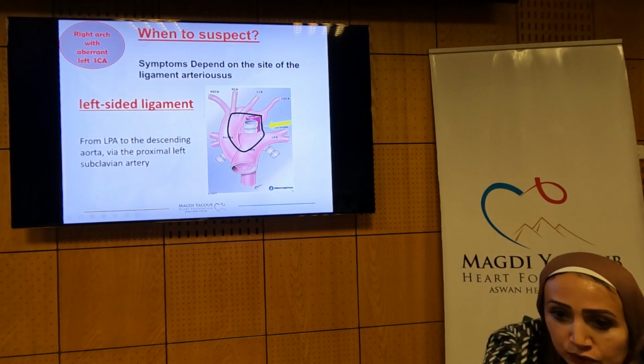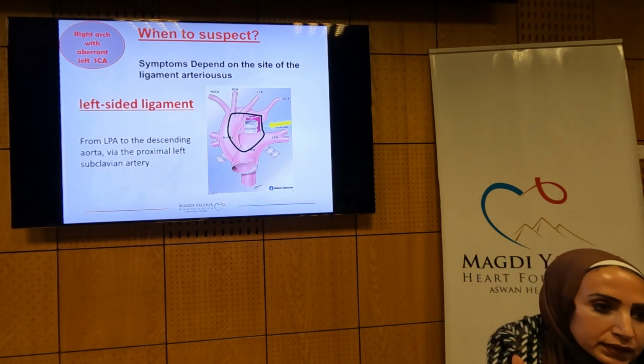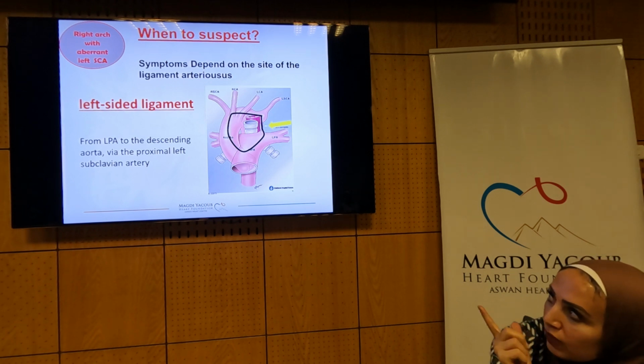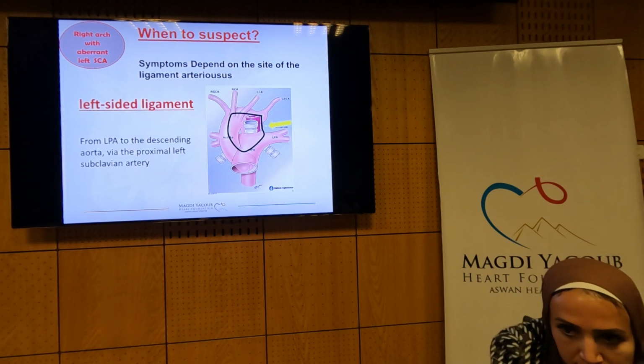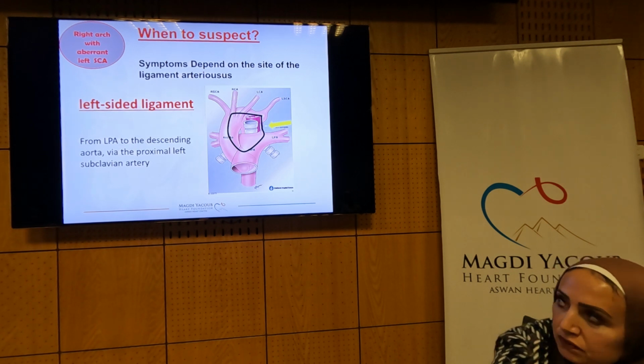Again, we have a circle around the trachea and esophagus. Symptoms will be related to the respiratory system and the GIT. And we have here a ligamentum arteriosus that will not take dye in the CT, but you will find indentation on the trachea. That means that this trachea is compressed by this vascular ring.